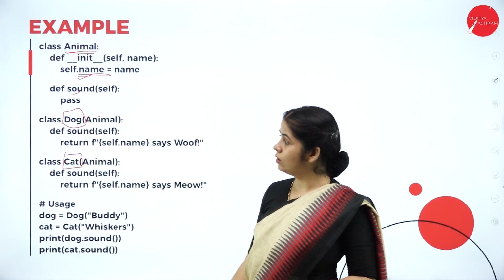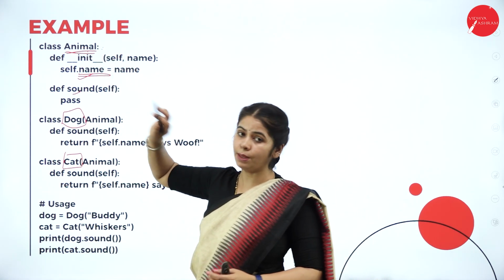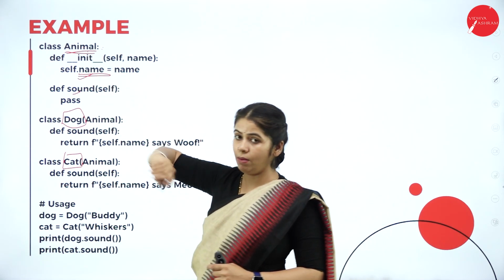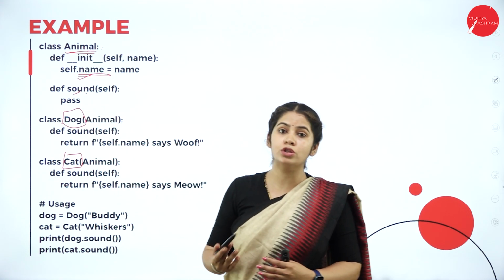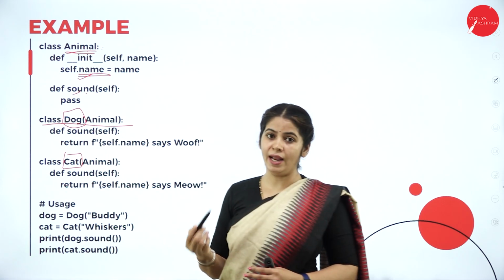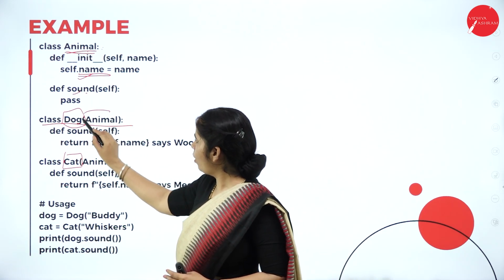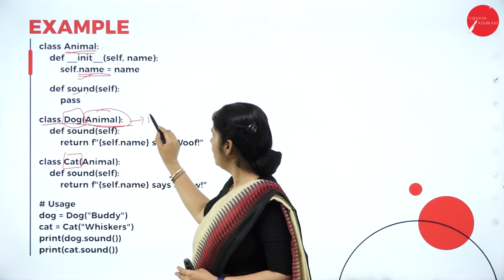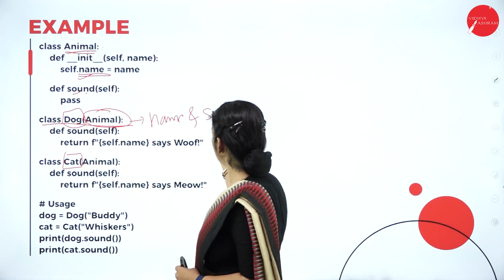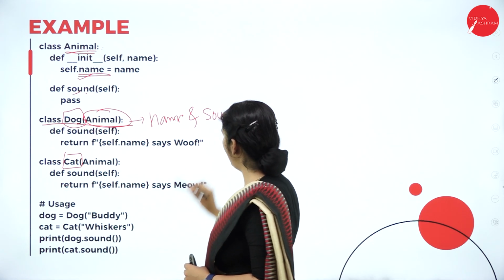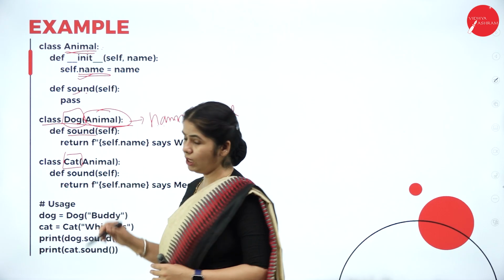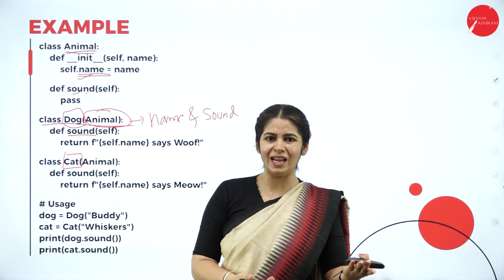Both are animals, right? So both inherit the basic properties of an animal. What is the basic property of an animal? An animal should have a name and some sound of its own, right? So when we are defining the child class 1, we are inheriting the properties of Animal. What is the property? Name. And what is the method? Sound. So we are inheriting both. Apart from this, each has its own sound, because dog has its own sound and cat has its own sound.